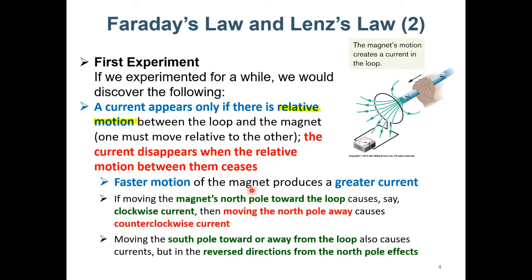Faster motion of the magnet produces a greater current. If moving the magnet's north pole towards the loop causes, say, a clockwise current, then moving the north pole away causes a counterclockwise current. So the pole of the magnet really influences the direction of the current, or the direction of the electromotive force. Moving the south pole toward or away from the loop also causes current, but in the reverse direction from the north pole effects.